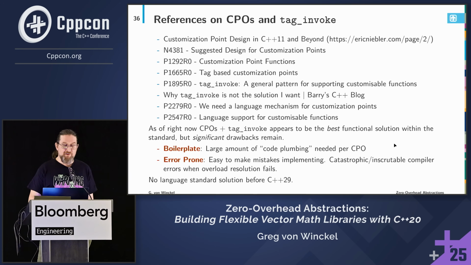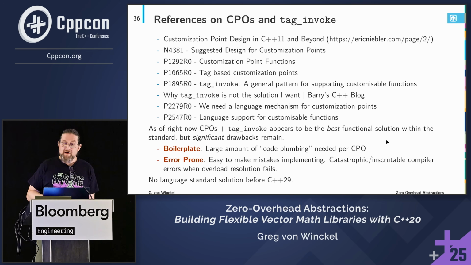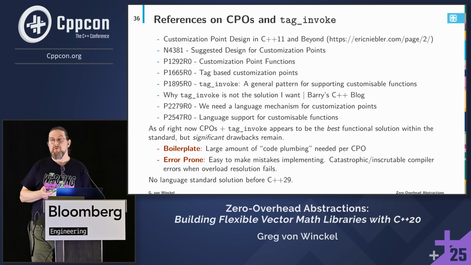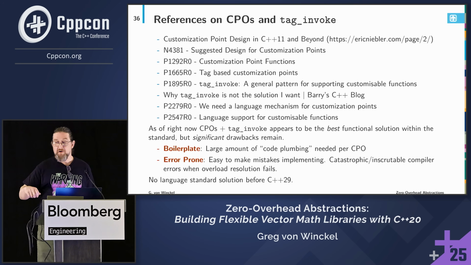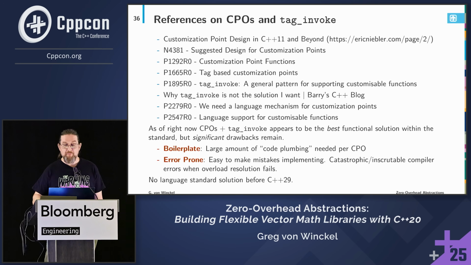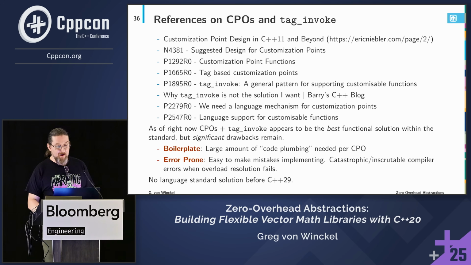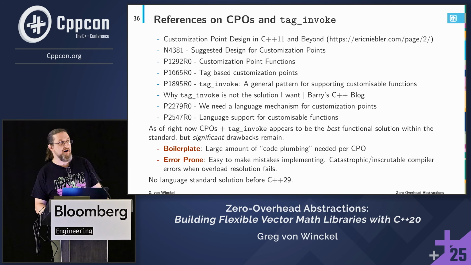The main issue with this approach, which seems to be kind of the best thing that we have in the language at the moment, is that it's very cumbersome. It does result in needing to write a lot of code plumbing just to connect the CPO and so on. And the compiler errors, well, they're maybe not quite as bad as expression template errors, but they can be pretty bad.